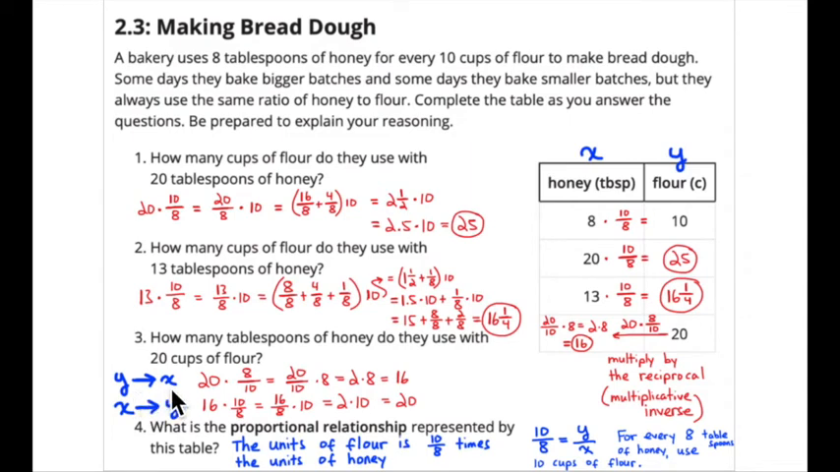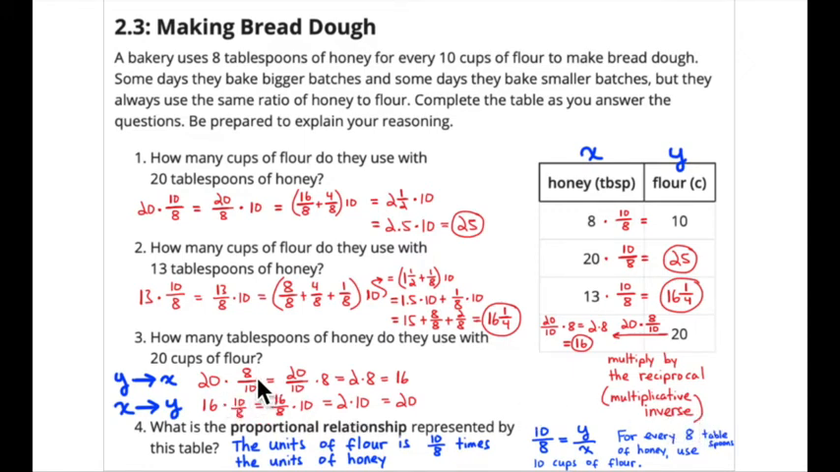Y is to x, going from y to x, and going from x to y. Oh, this is the last. Okay, this is the 20 going to 16. So if you're going to go in the opposite direction, if you're given the amount of flour, the amount of honey is going to be 8/10 the amount of flour. You multiply by the reciprocal, which is also called the multiplicative inverse.